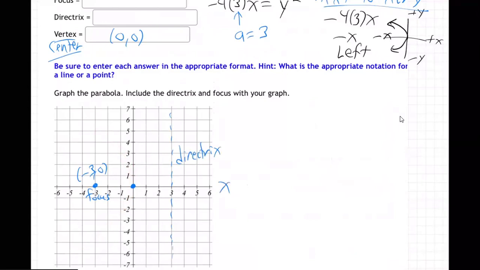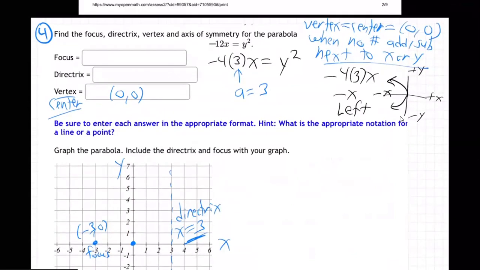And what's the equation of that? Well, it goes through the x-axis at x equals 3. So the directrix line is a line equation, it's not a point: x equals 3. And the focus point is a point. It's minus 3, 0. Okay, so we've got all the key facts.